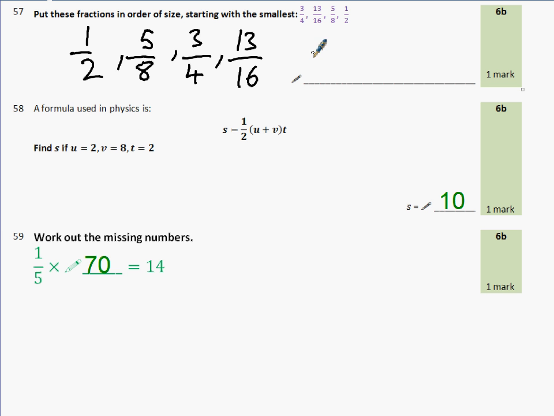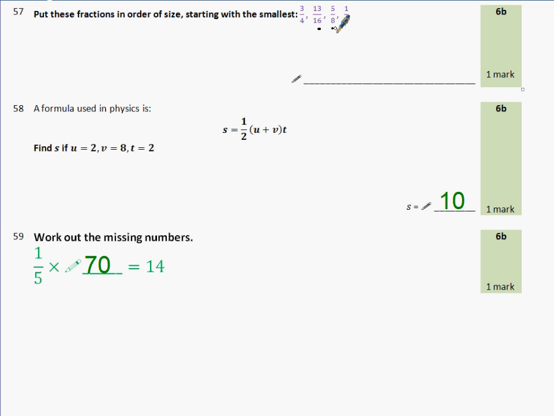Put these fractions in order of size, starting with the smallest. Okay, I've got the answers there. How did I get that? So we've got 3/4, we've got a number out of 16, we've got a number out of 8, we've got a number out of 2. Give them all a common denominator. They all go into 16. 4, 16, 8 and 2 all go into 16. This one's already out of 16.